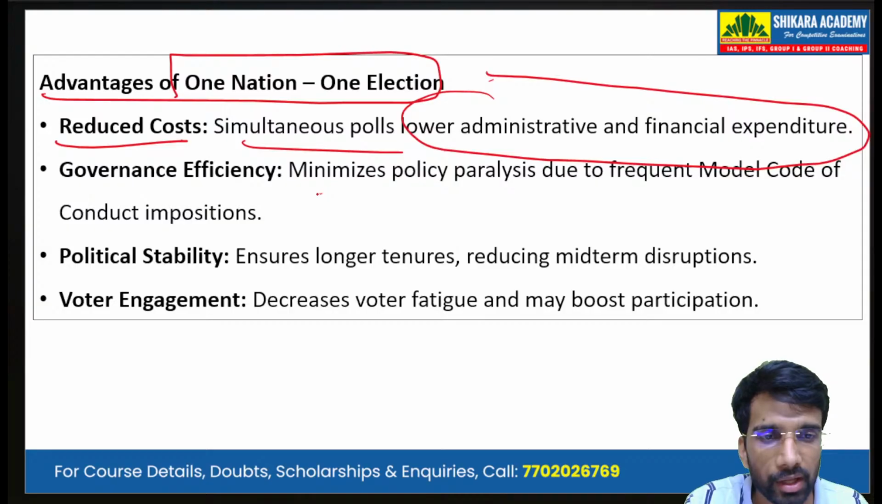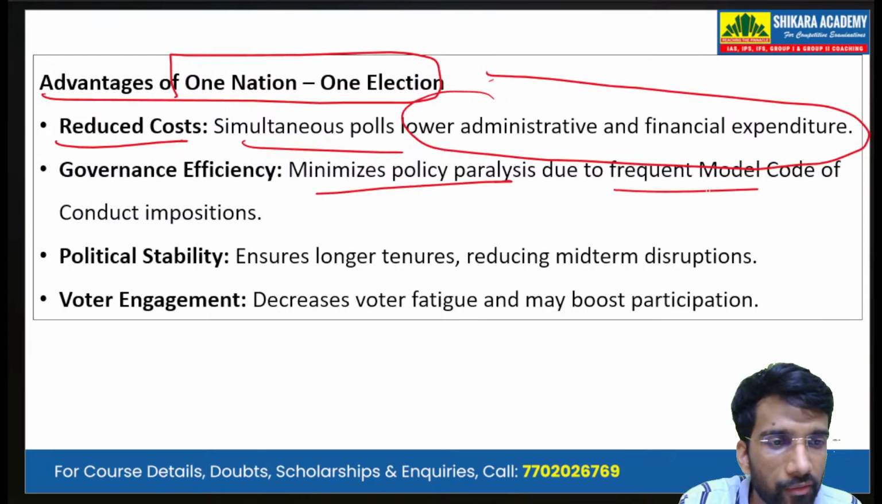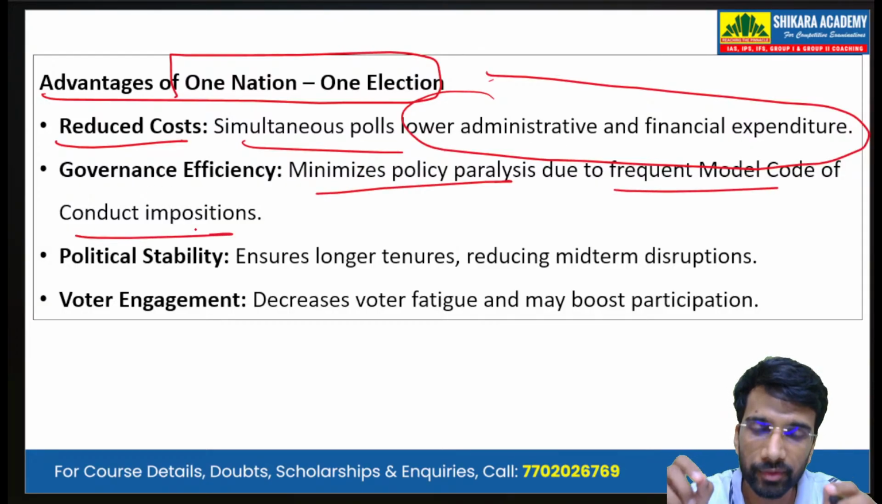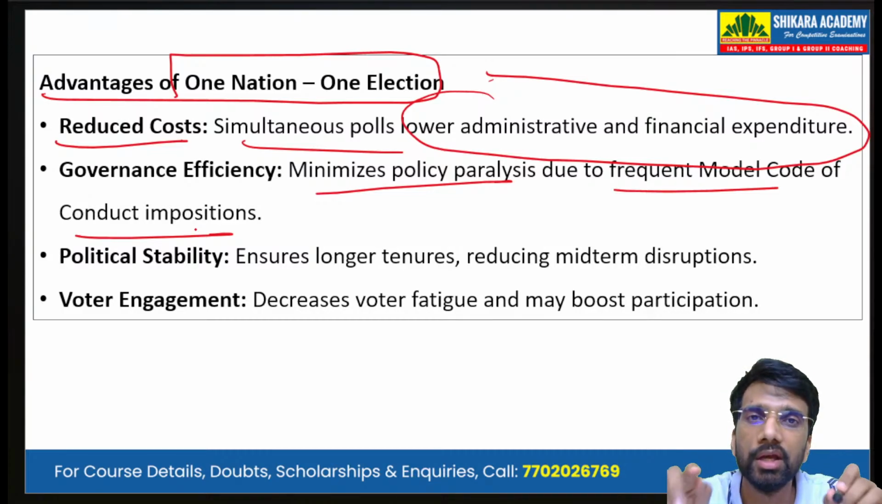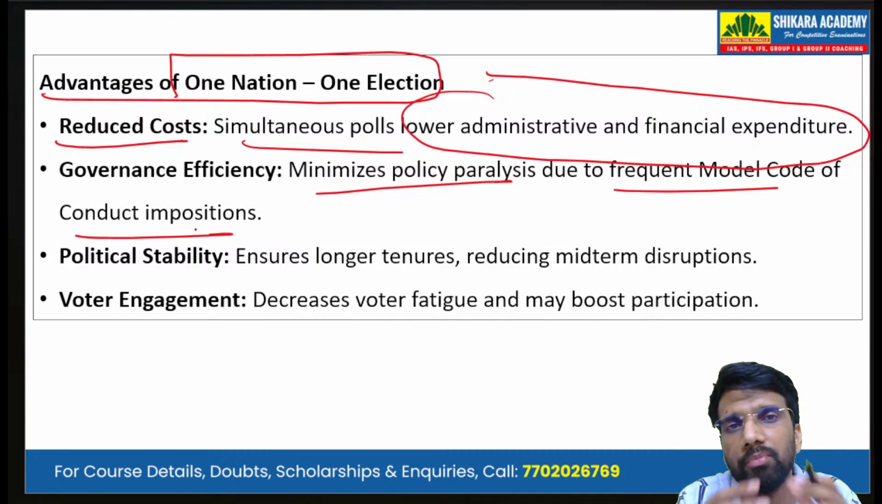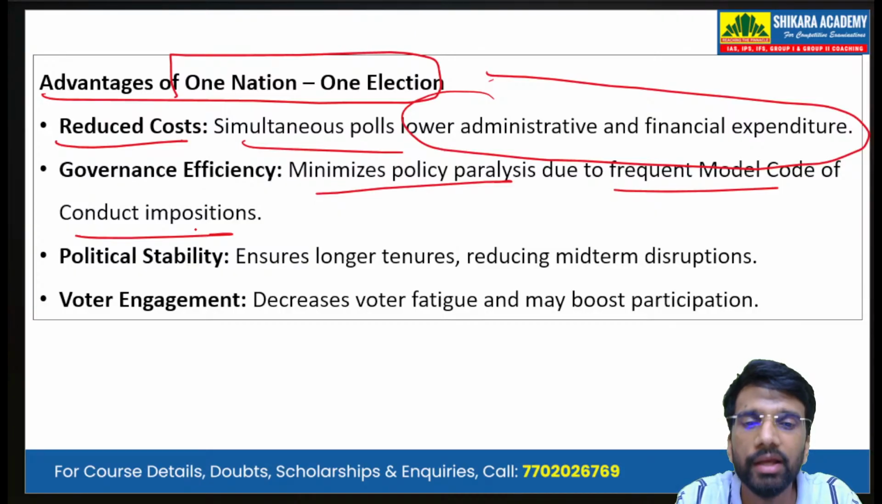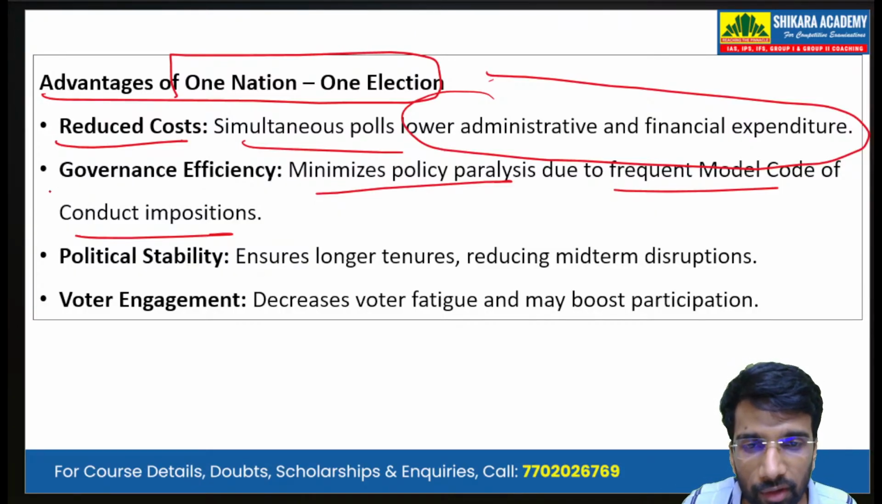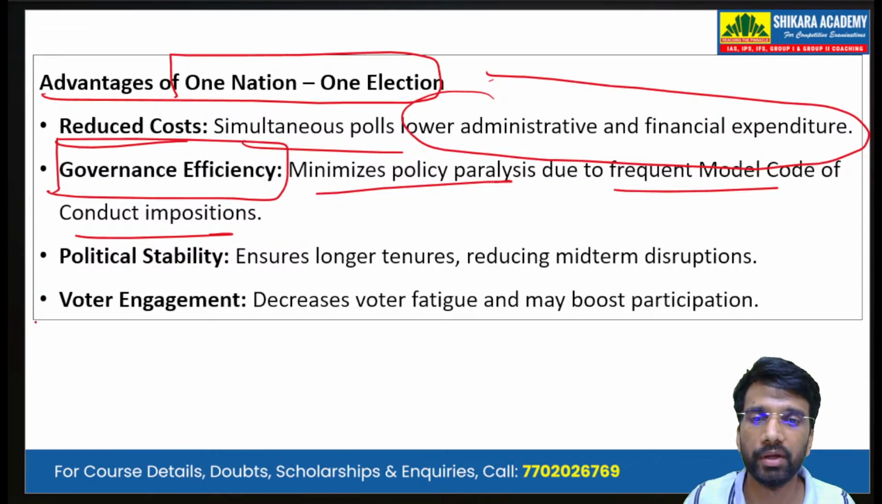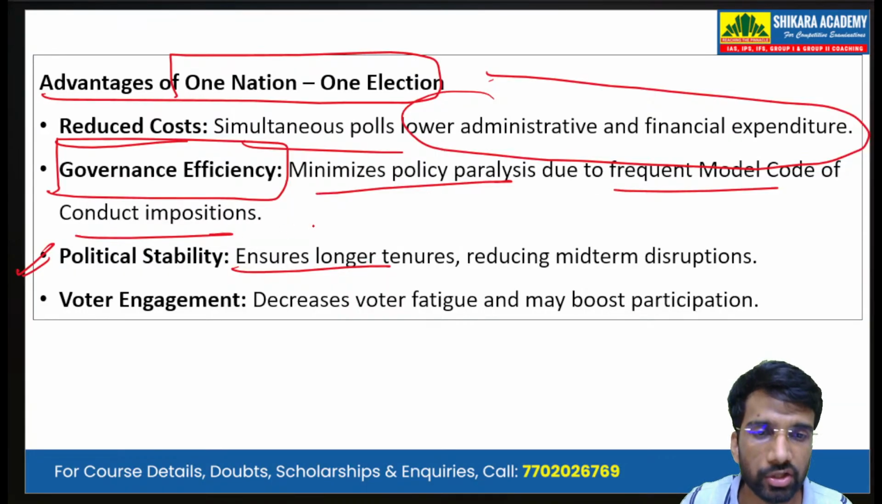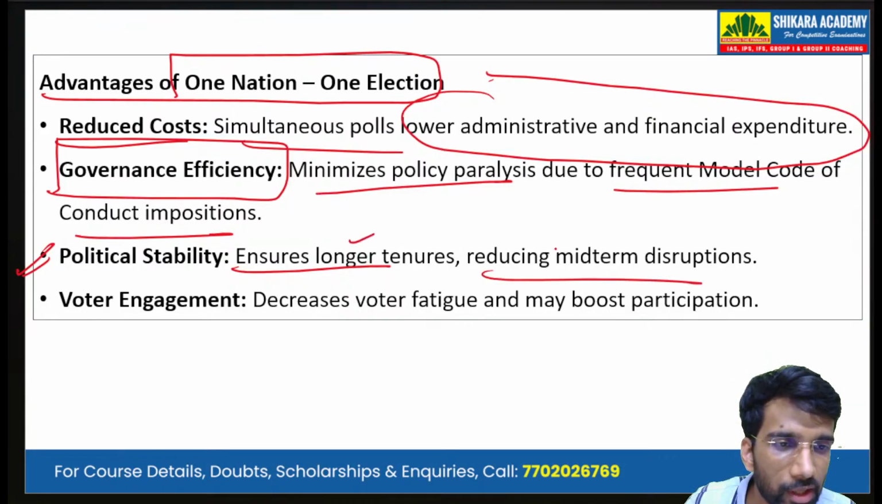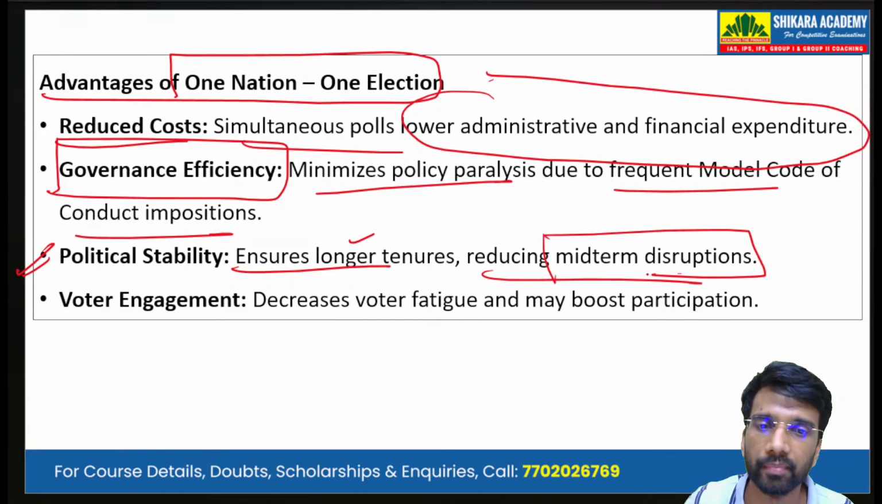Governance efficiency. It minimizes the policy paralysis due to the frequent model code of conduct. Now, if the elections are taking place simultaneously, there is no frequent imposition of the model code of conduct. That will enhance good governance, effective governance. So the governance efficiency will increase. Third, we have political stability. One nation, one election ensures longer tenures, reducing the midterm disruptions.